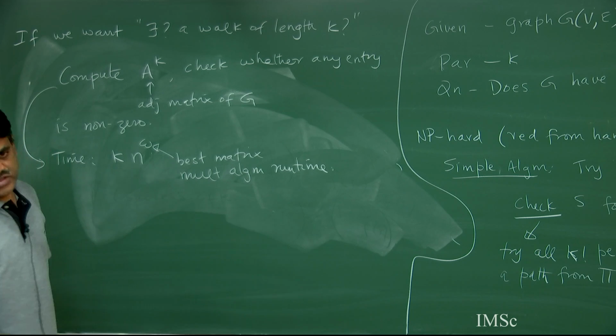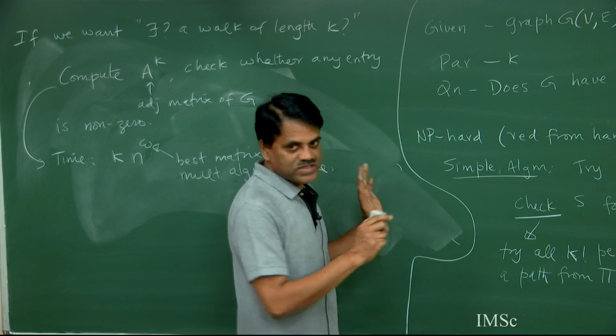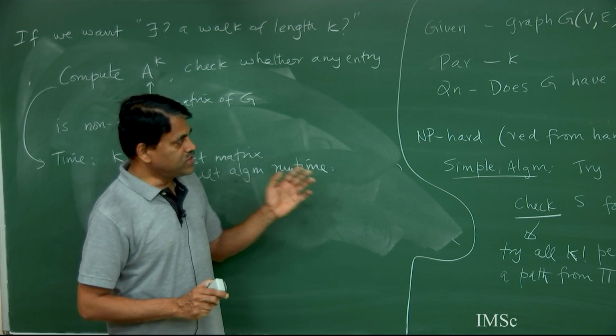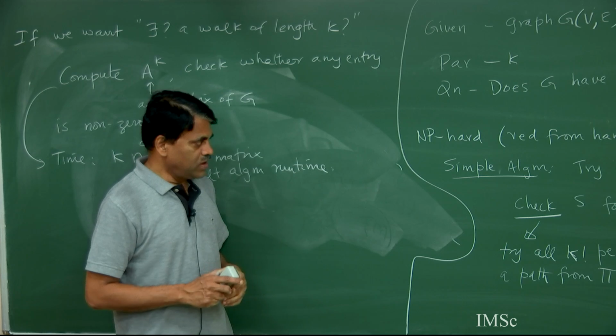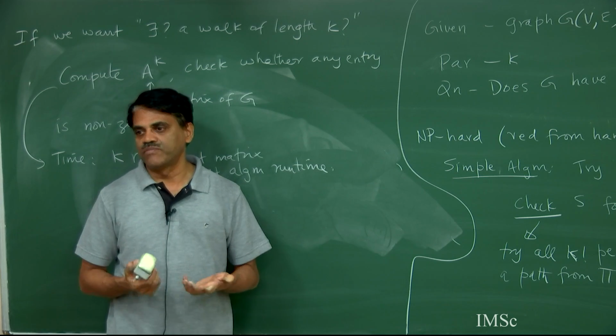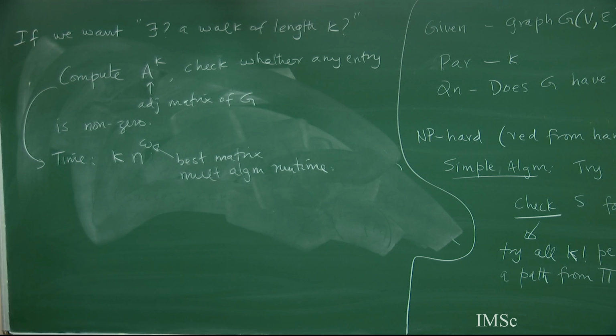Okay, but that's for walks. Now the problem, why it doesn't work for paths is that these walks can come back, repeat vertices, and so on. So we want to somehow do some randomization on the input, so that very simply, walks and paths more or less are the same. Okay, there are no repetitions. How do I do that?